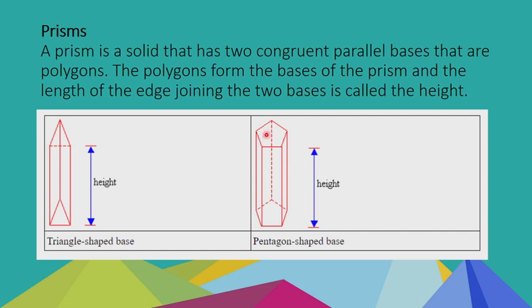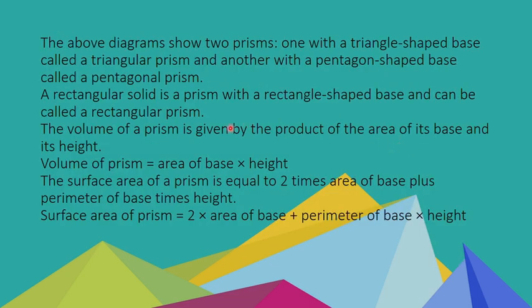If you take the other case here, it is a pentagon. The distance between these two pentagons is nothing but the height. These two are congruent here also. Next, the volume of the prism is given by the product of the area of its base and the height. Therefore volume of the prism equals area of base into height, and the surface area of the prism is equal to 2 times area of base plus perimeter of base times height.